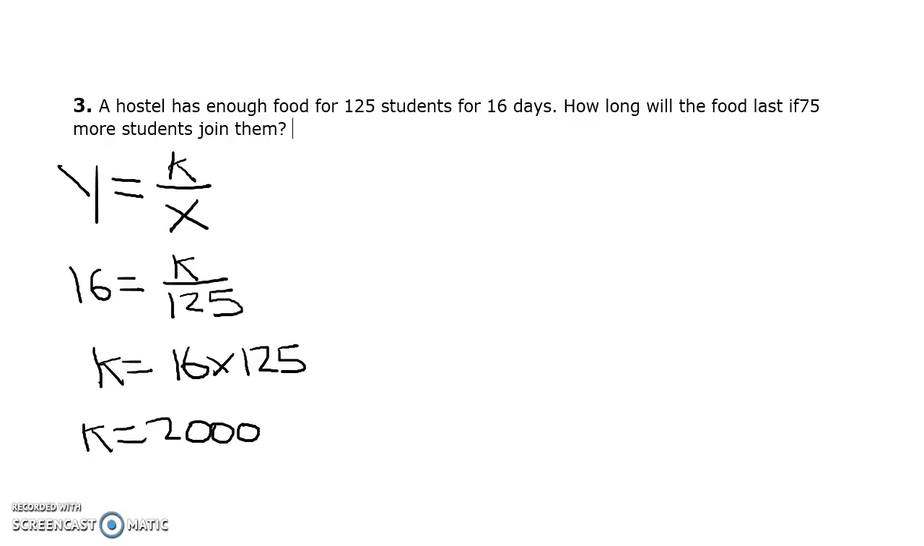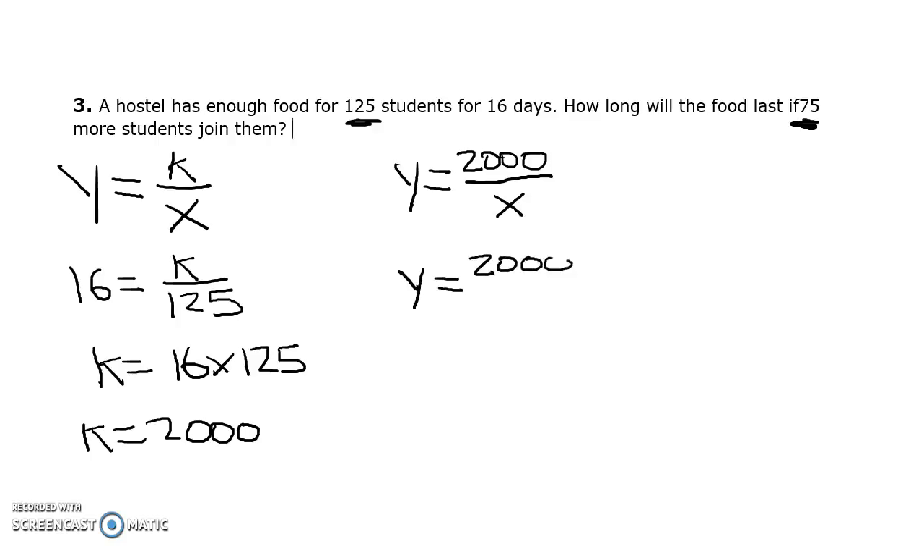So the first step is, now that we found the constant of proportionality, we're going to plug it back into our formula. So y equals 2,000 divided by the number of students that we have. In this case, we started with 125 students and we're going to add 75 more to it. So now we have a total of 200. So if I plug that back into my formula, I've got 2,000 food divided by 200 students.